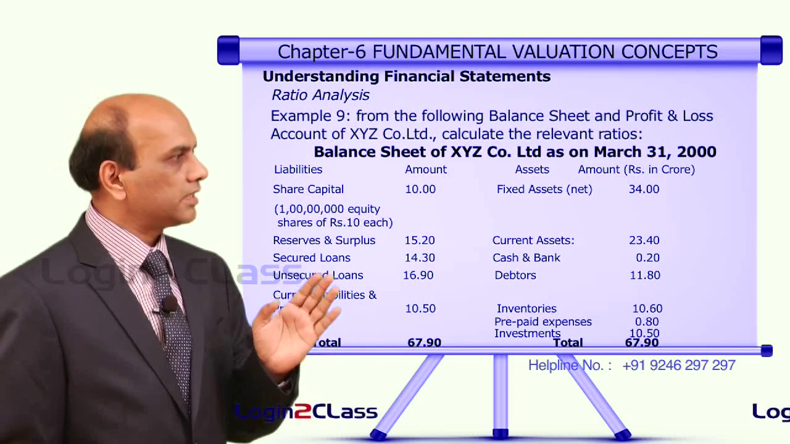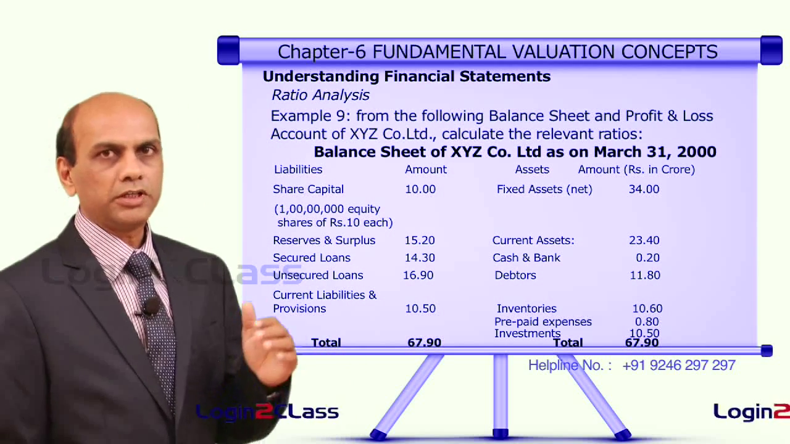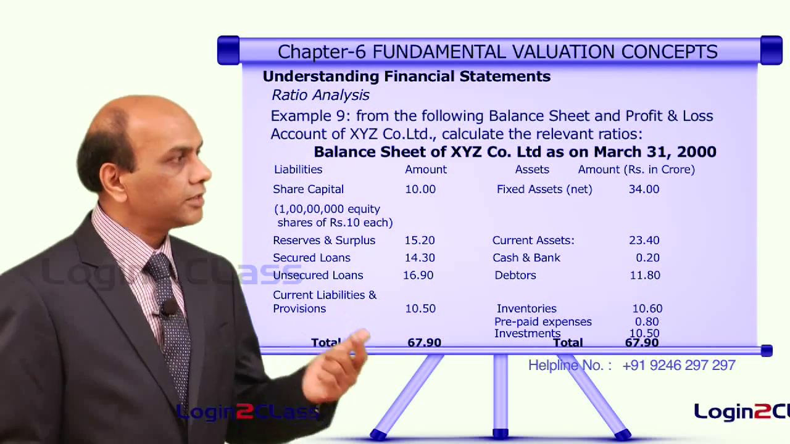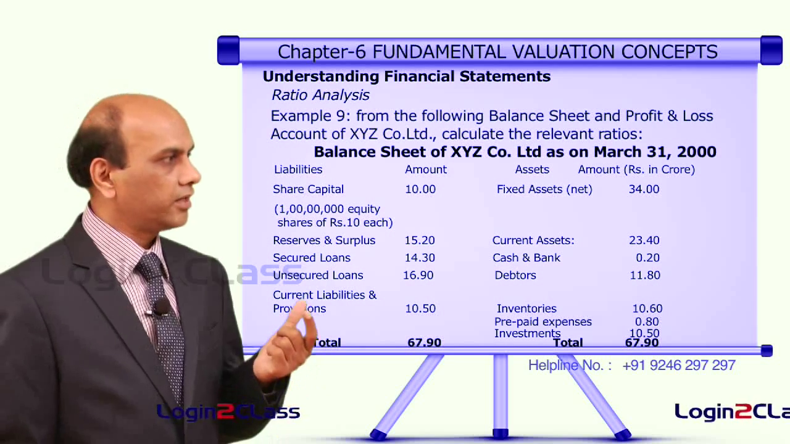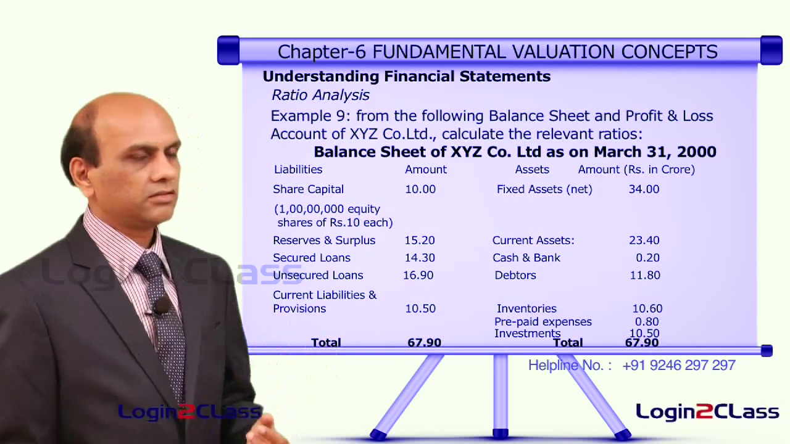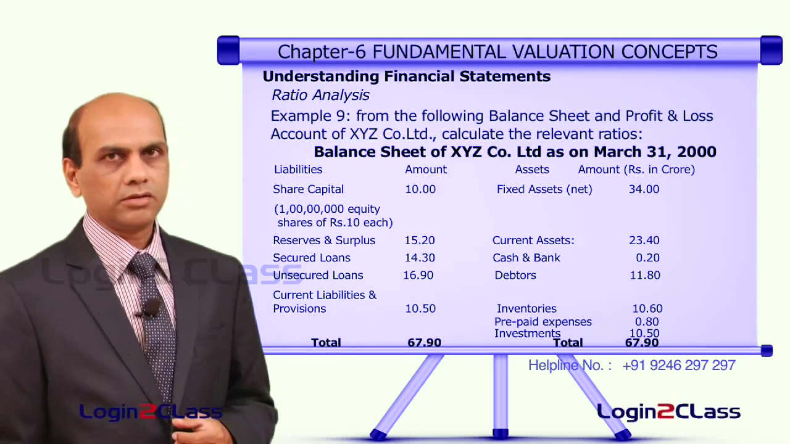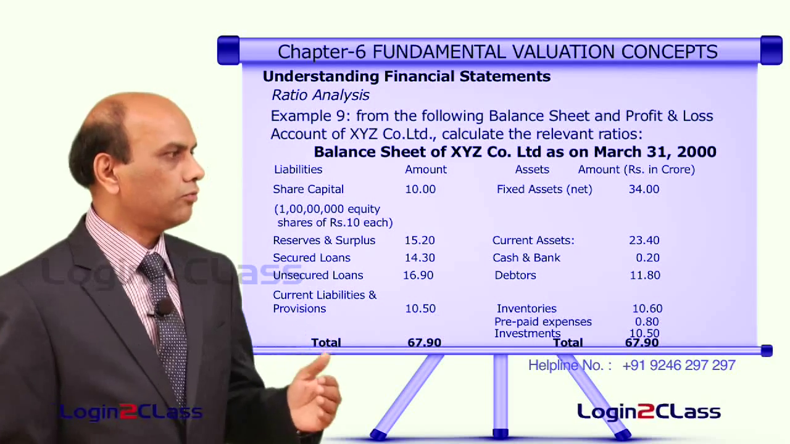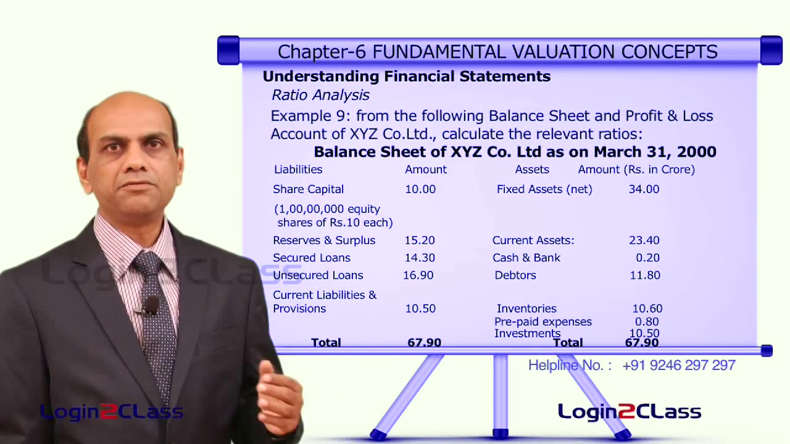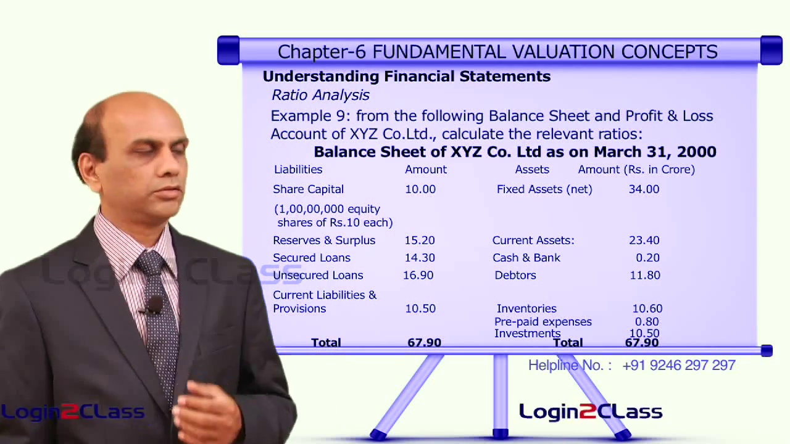Also, you can see in the asset column of the balance sheet how much is the fixed assets, how much is the current assets, and various components in the current assets like cash and bank balance, debtors, inventories, prepaid expenses. Then finally investments. What is the level of investments the company has? These are the components of a balance sheet.